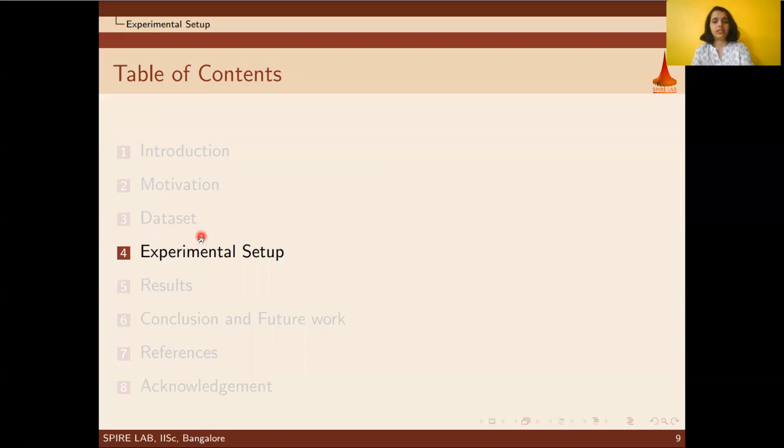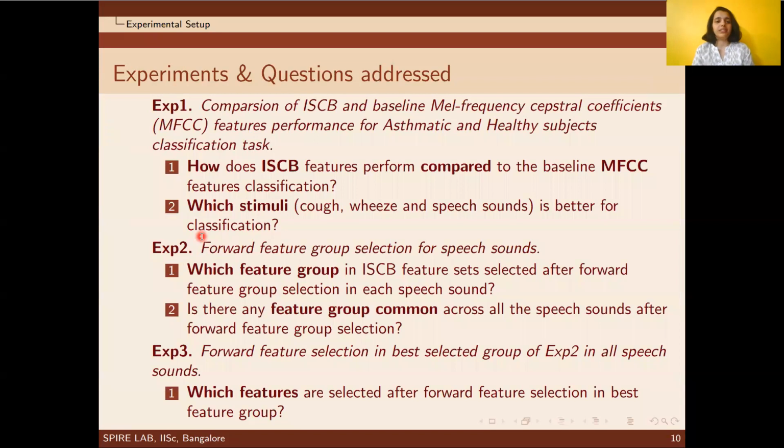Now to the experiments. We did 3 experiments in this work. In each experiment, we tried to address a few key questions as mentioned. In experiment 1, a comparison of ISCB and baseline MFCC feature performance for asthma and healthy subject classification tasks is done. With this experiment, we tried to answer questions like how is the performance of ISCB features with respect to the baseline MFCC features, and which sound among speech and non-speech sounds performs better for the classification task.